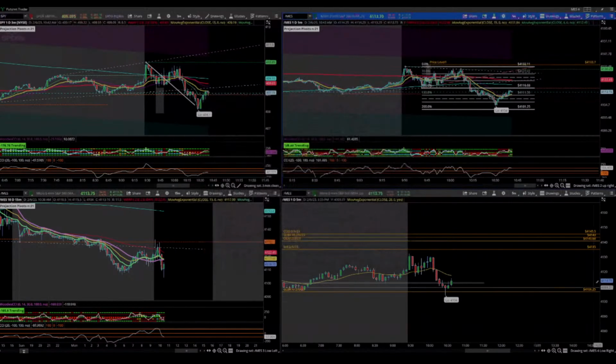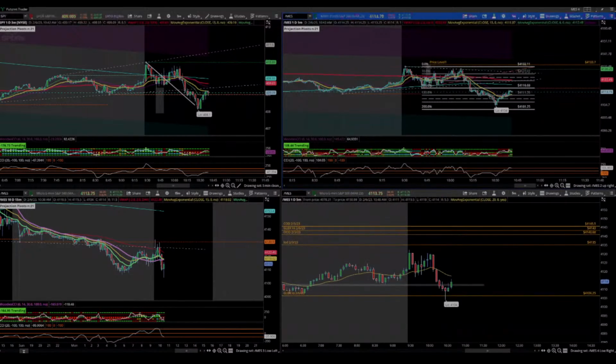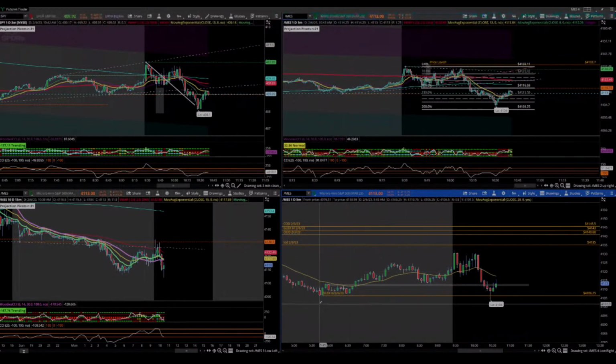As for my Amazon butterfly, that thing is just glorious. It can't lose, 350%. It's just perfect. Amazon can crash right now and it's not going to do anything to me.